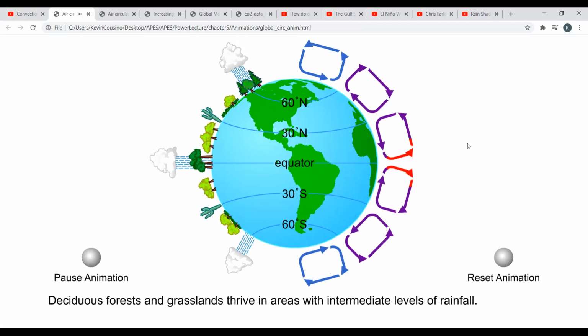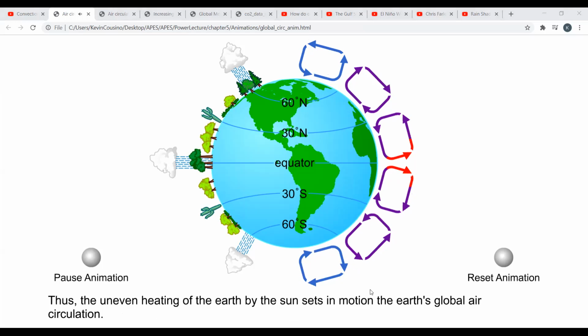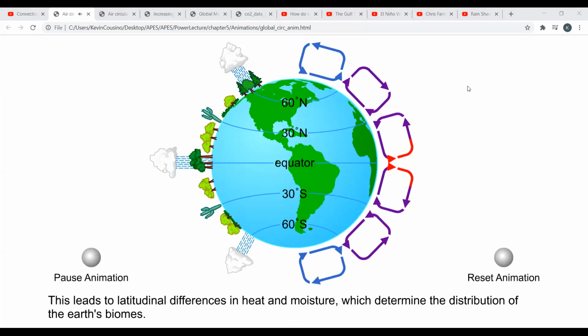Deciduous forests and grasslands thrive in areas with intermediate levels of rainfall. Thus, the uneven heating of the Earth by the sun sets in motion the Earth's global air circulation. This leads to latitudinal differences in heat and moisture, which determine the distribution of the Earth's biomes.